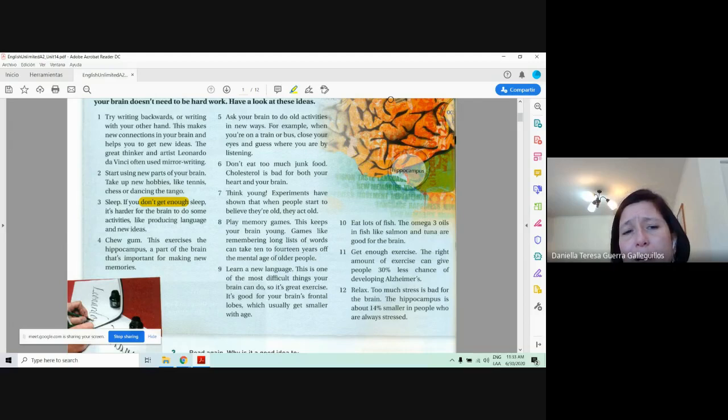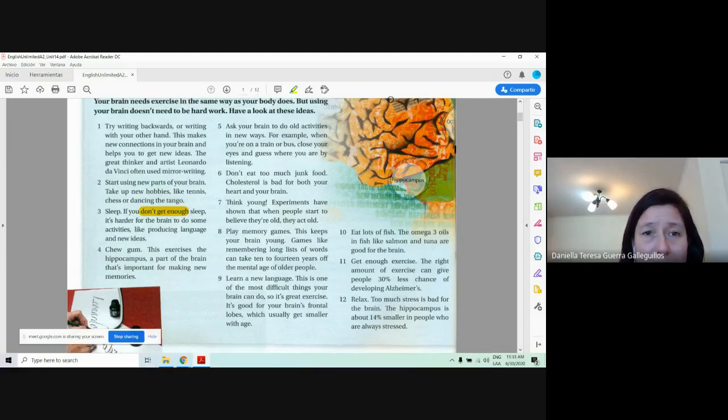4, chew gum. These exercises, the hippocampus, are part of the brain that's important for making new memories. Chewing gum. I don't like chewing gum. I don't know about you, but some people say and think that it is important for making new memories. 5, ask your brain to do old activities in new ways. So it is mainly to do the same, but in a different form. For example, when you're on a train or a bus, close your eyes and guess where you are by listening. So using other senses to do something that you always do.